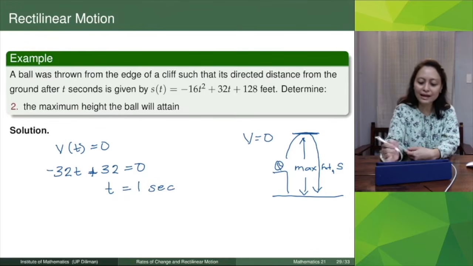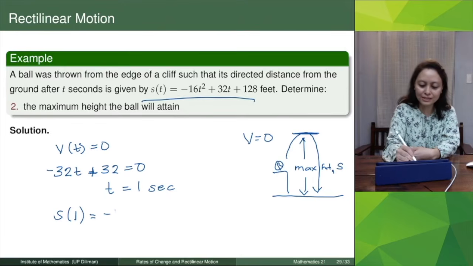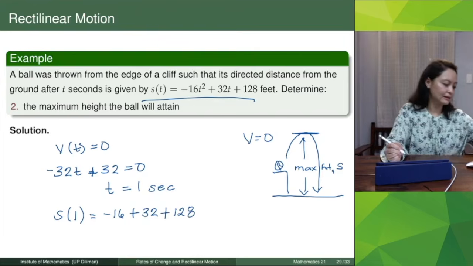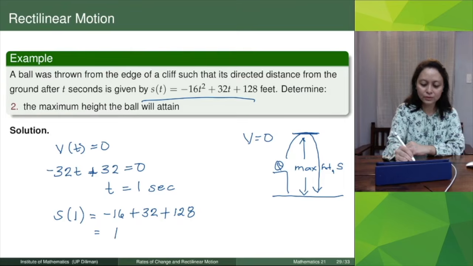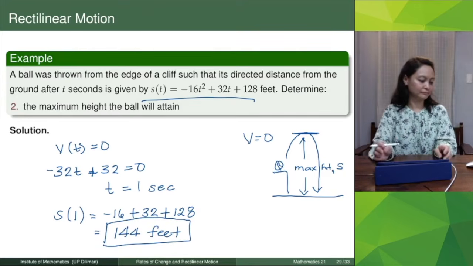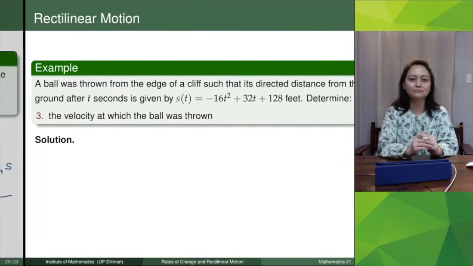Okay, to compute for the height, this is a position, so get s at 1 or s of 1. Substitute nyo dito sa function natin. We have negative 16 plus 32 times 1 plus 128 feet. So, this is equal to 144 feet. Please indicate the units. Okay na? So, that's the maximum height that the ball will attain.